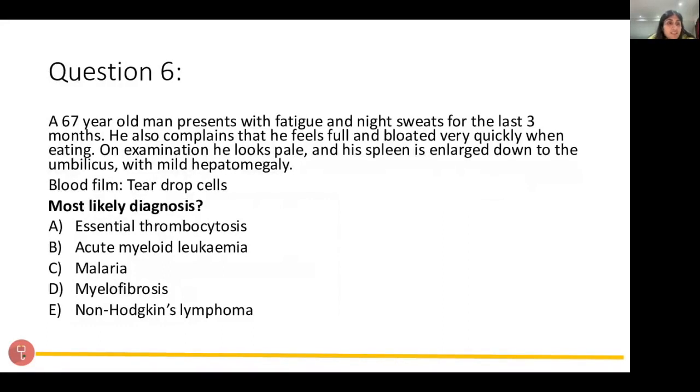So here we've got a 67-year-old man. He comes in with fatigue and night sweats for the last 3 months. He also complains that he's feeling very full and very bloated when he eats. You examine him and he looks very pale. He's got splenomegaly right down to his umbilicus and also some mild hepatomegaly as well. Oh, and sorry, you see a blood film, which shows you teardrop cells. What's the most likely diagnosis?